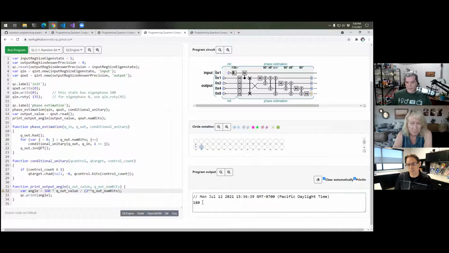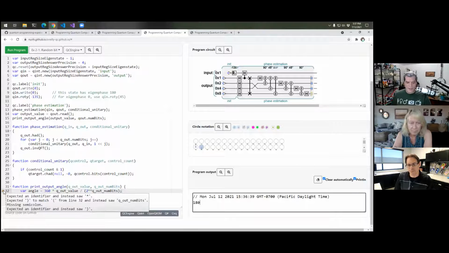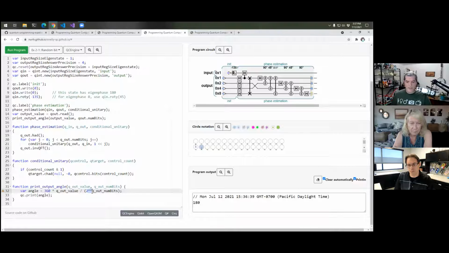So this angle, which out here says 180 degrees, is the actual phase. And there's a little thing here. It doesn't like my two stars, which is how you do a power of 2 in JavaScript. But it works. So the little yellow triangle makes me nervous, but it works. So this does give us our phase estimation of 180 degrees.